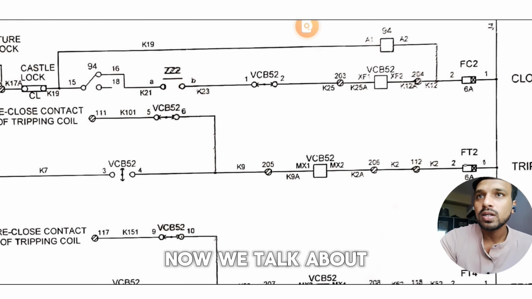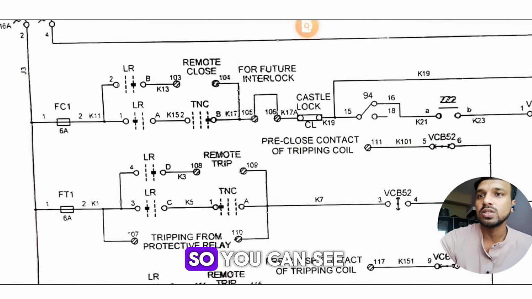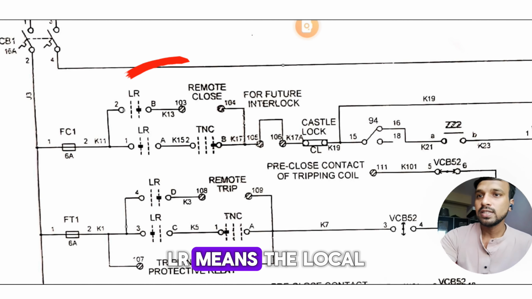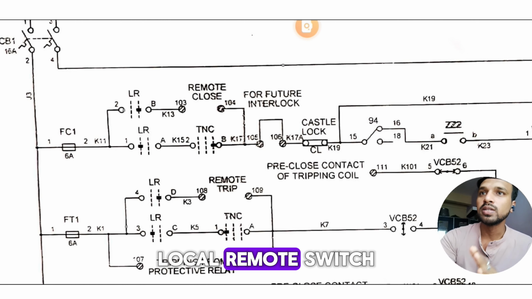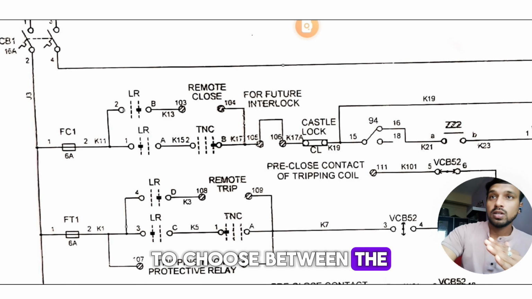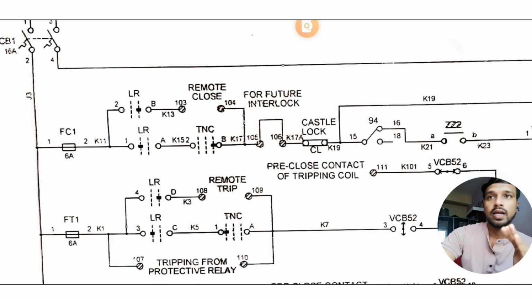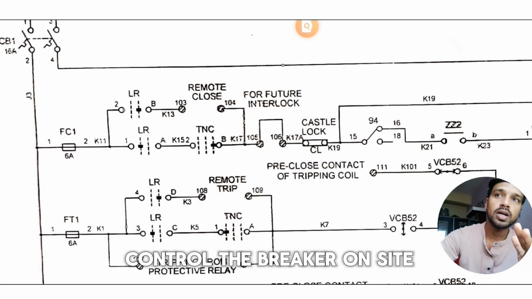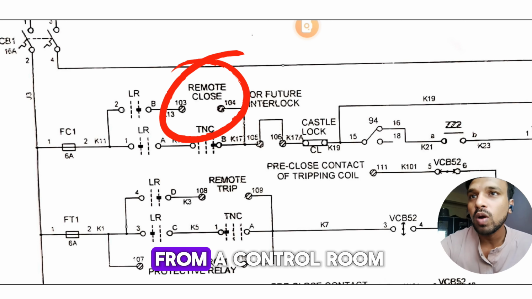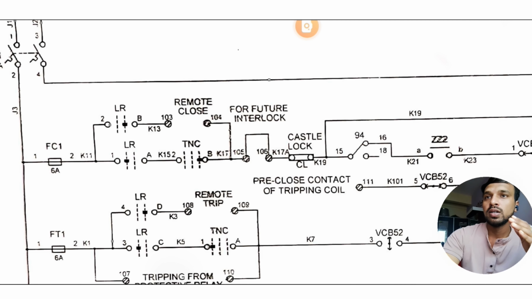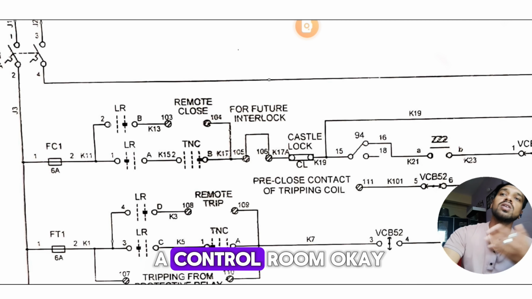Now we talk about the switches. So you can see here, this one is the LR switch. LR means the local remote switch, and it allows us to choose between the local control of the breaker, and locally I mean on site. Okay, so we can locally control the breaker on site, and the remote operation from a control room. So the remote operation is used if we have to control the breaker from a control room.